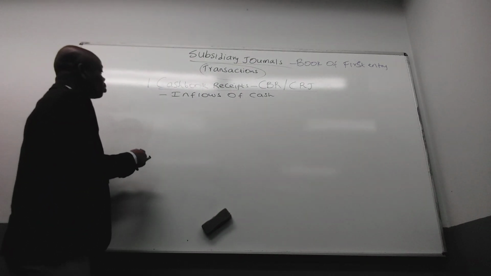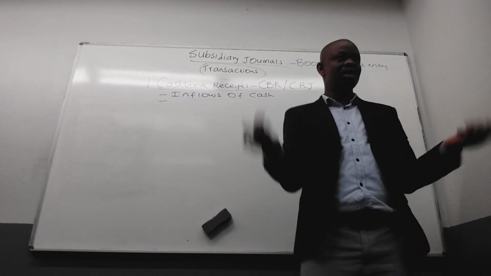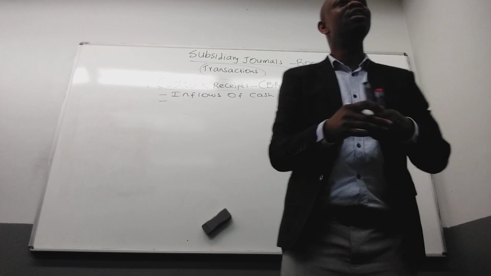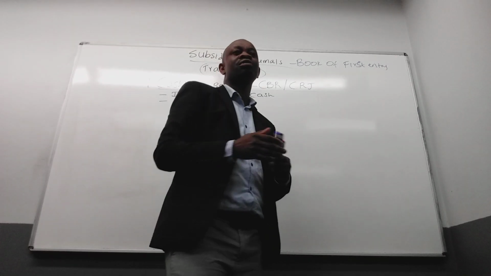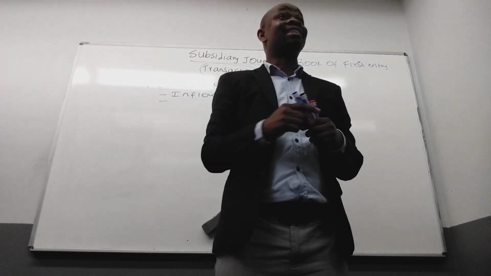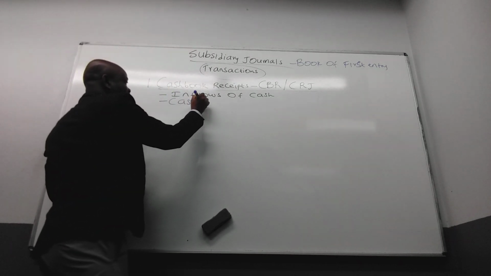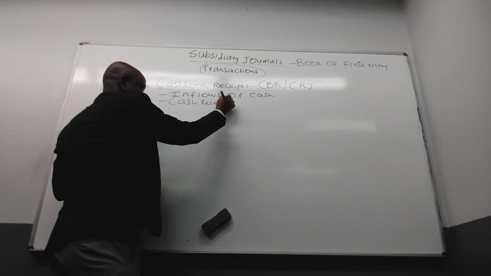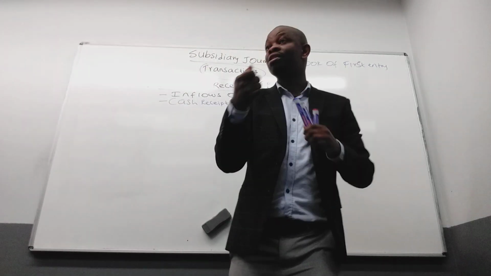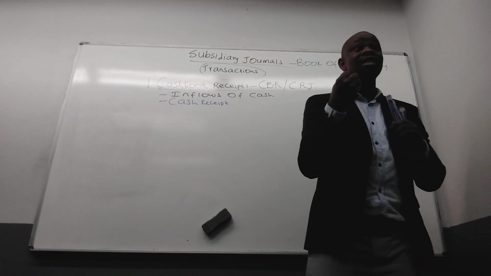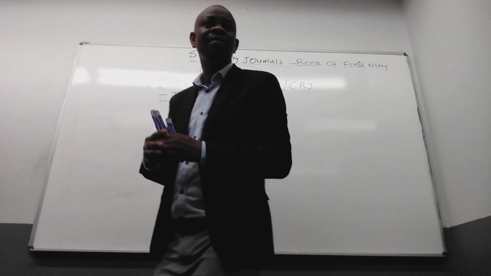At the same time, we need to know the source documents. Remember, normally when you receive cash, you must issue some source documents. Please give me any source document that you know that we can use when we receive cash. A receipt? A receipt. Can you see that? So let me call it cash receipt, or a receipt. So when you pay an account, or let's say I receive money from you and you are my debtor, I must give you a receipt.